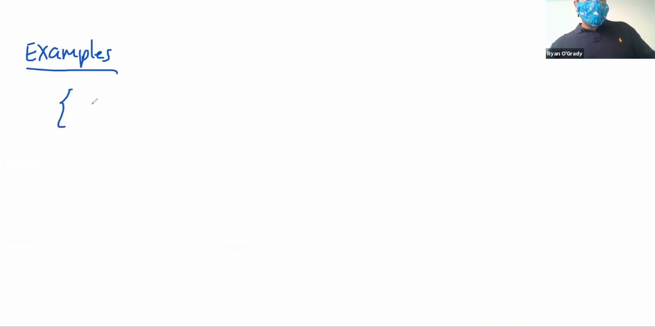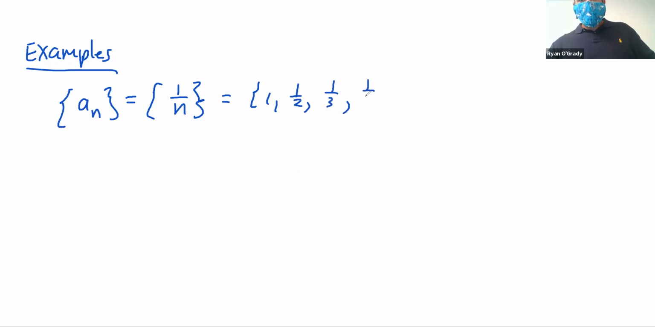So here, let's say I'm going to do a sub n equals, let's say, 1 over n. So what is this sequence? This sequence would be 1, 1/2, 1/3, 1/4, 1/5, etc. Now there's nothing special about using A. I can use any letter.